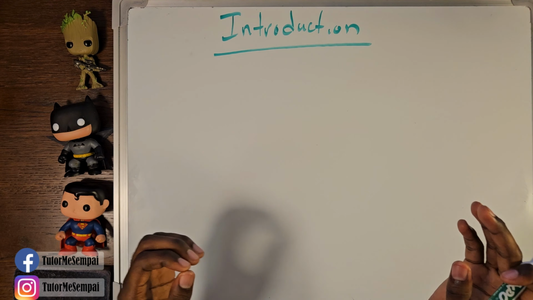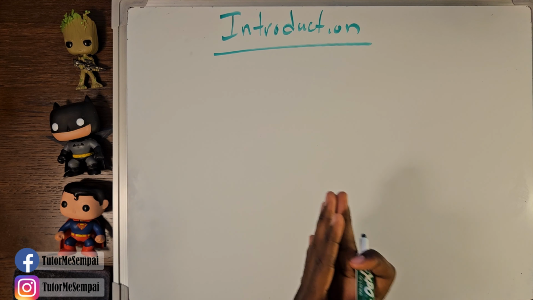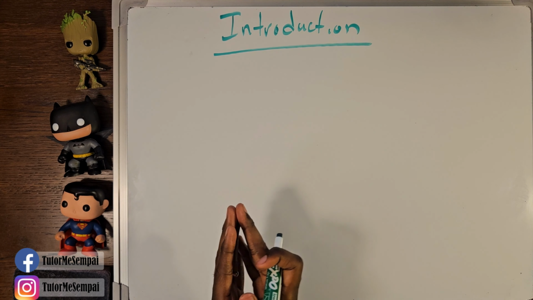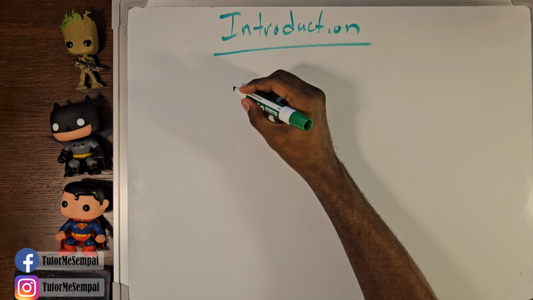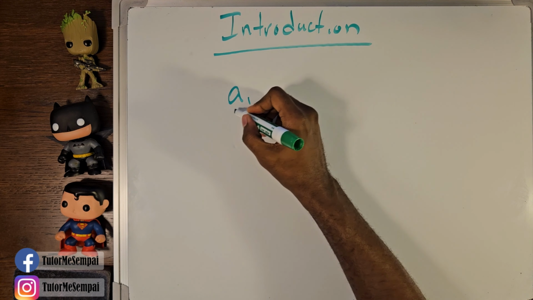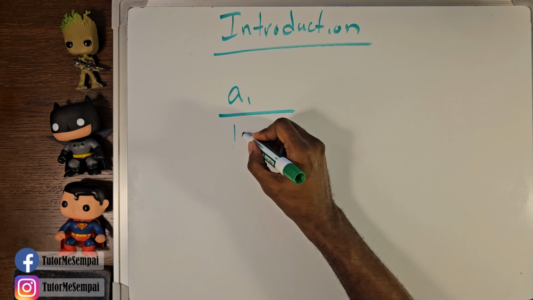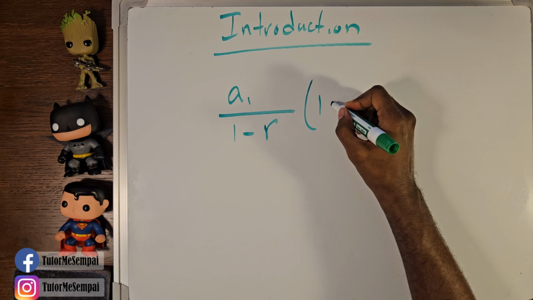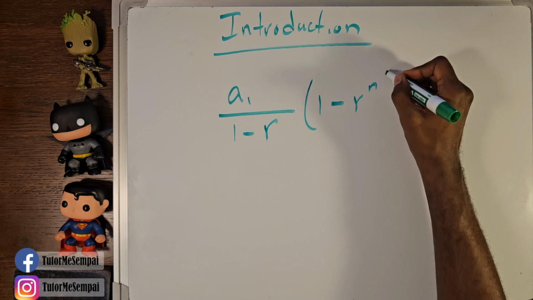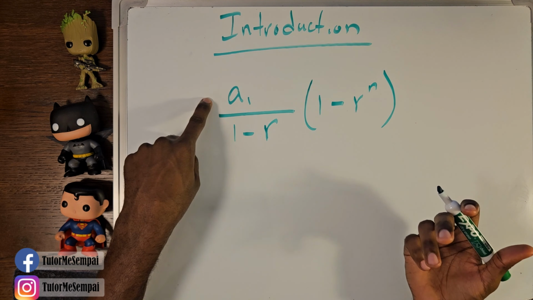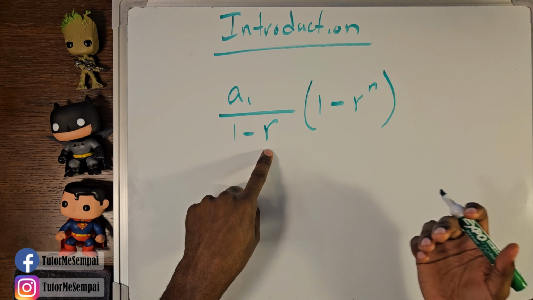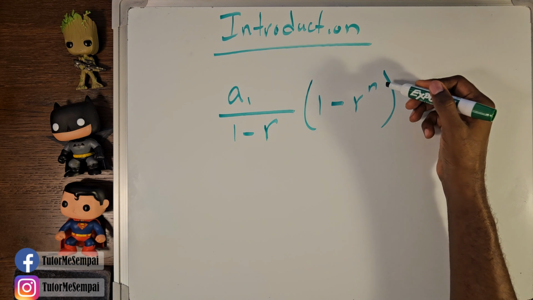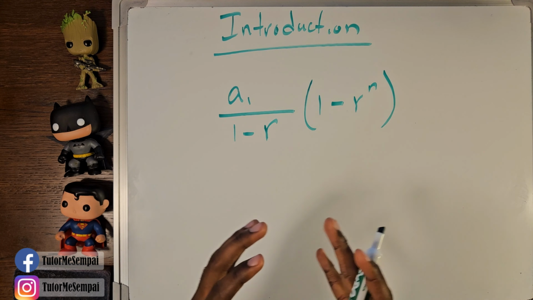But if you recall, our formula for when we're trying to evaluate our geometric series is as follows. We have a sub 1 all over 1 minus r, times 1 minus r to the nth power, where a sub 1 is our first term, r is our common ratio, and n is the number of terms we have in our series.